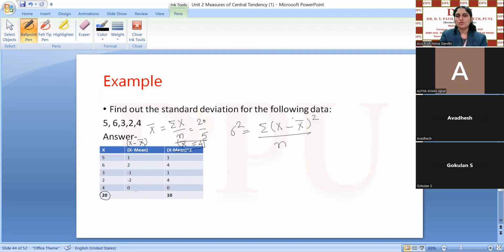You need some value, so we are using the formula of variance. So we are squaring it. You're squaring it here, X minus X bar square: 1 square is 1, 2 square is 4, minus 1 square is 1, minus 2 square is 4, 0 square is 0. And this is your numerator. So your answer is 10 divided by the number of observations, 5, that is 2. Your sigma square is 2, so your sigma is root 2.